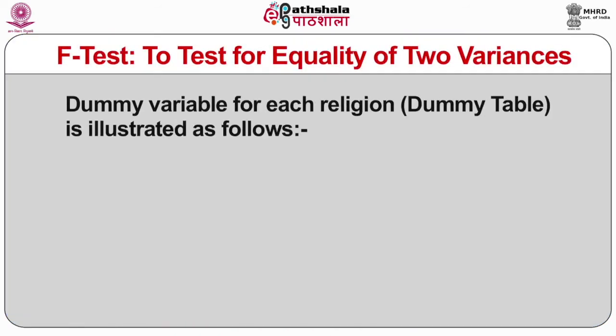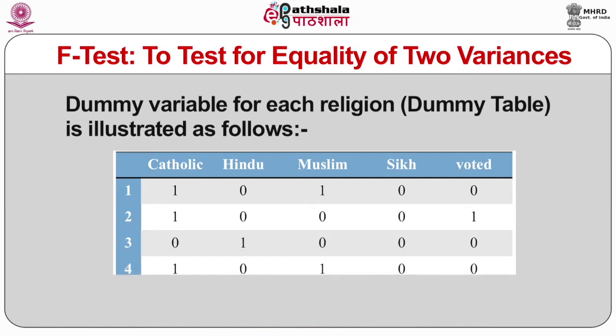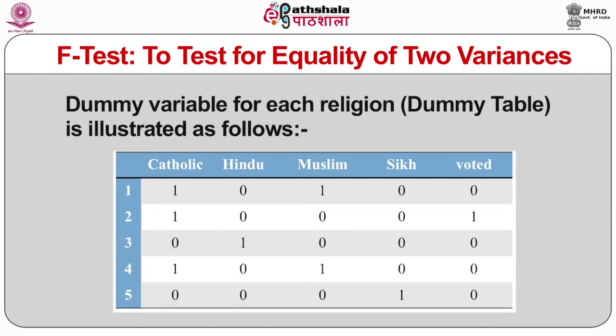Dummy variables for each religion are illustrated as follows. Here you can see in this table the 4 religions have been taken, the Catholic, Hindu, Muslim and Sikh, and you can see the number who have voted. So, this is an example of a dummy table. In order to evaluate the rate at which each group votes, one can frame a regression equation with each dummy variable, where the coefficients will be framed with reference to the omitted category, which may not lead to appropriate conclusions.